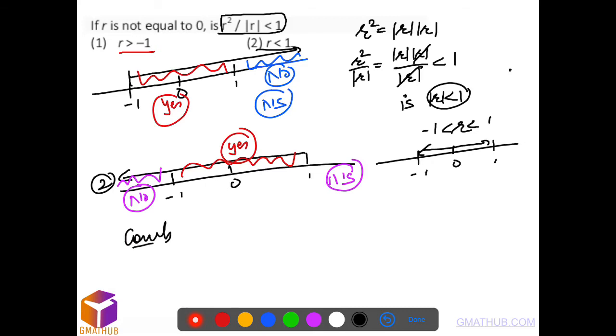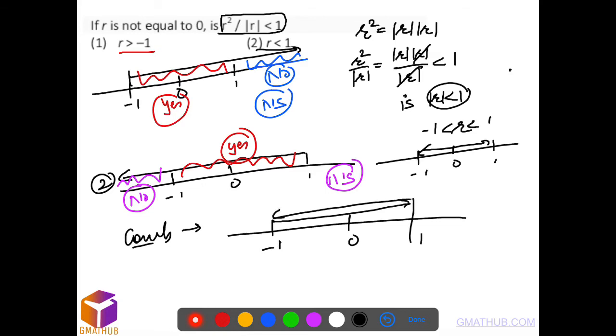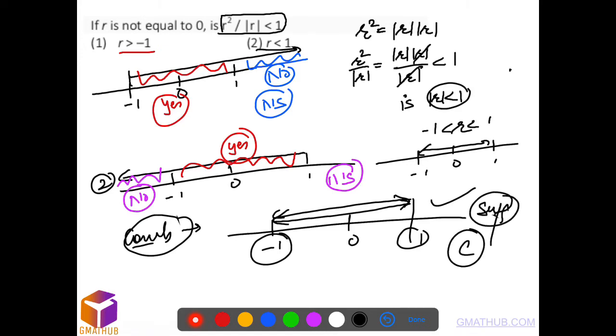Combine the two. It says r should be more than minus 1 and less than 1. So it's between this window. That's what the combination says. This is sufficient. C is your answer.